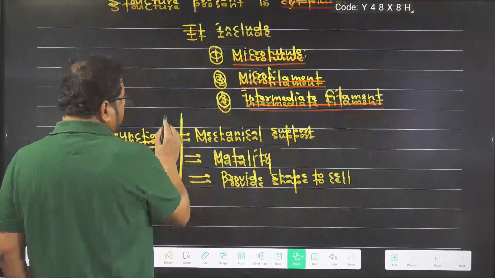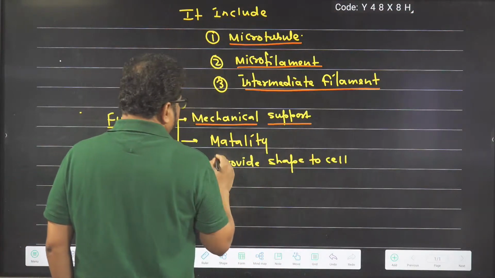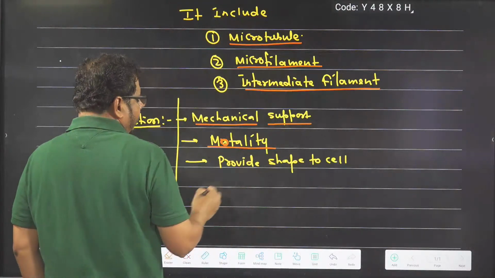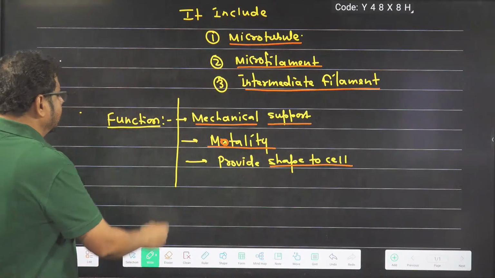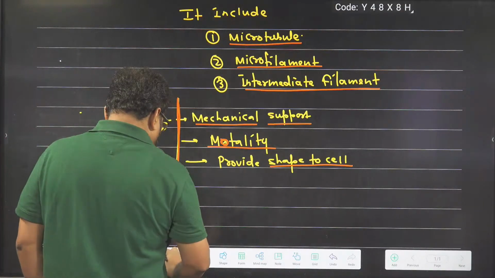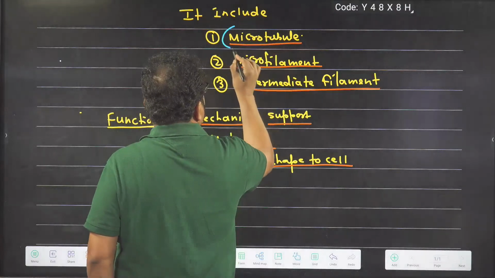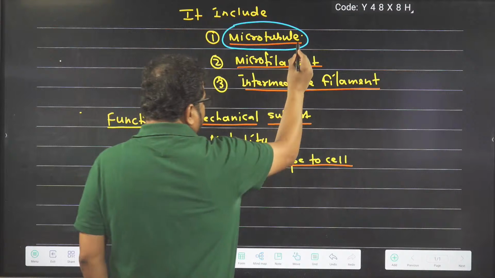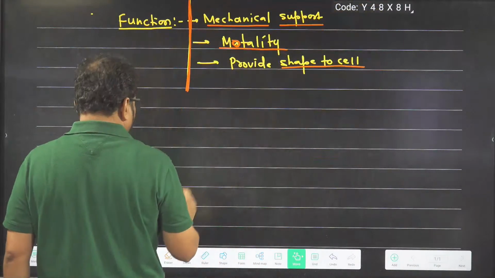And what are the function performed by this? Function performed by this is mechanical support. Other function is motility. Got the idea? Third function is what? Provides shape to the cell. So these are the cytoskeleton function. NCERT wrote that much only. But I just want to give you some more idea about cytoskeleton. So I am telling you about microtubule separately. And I just want to emphasize more about this microtubule. Give your attention.